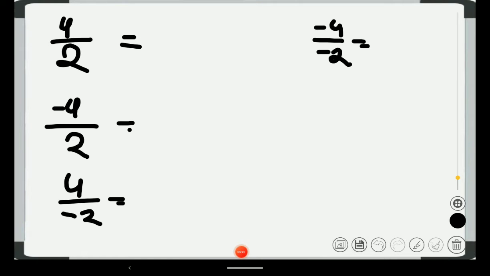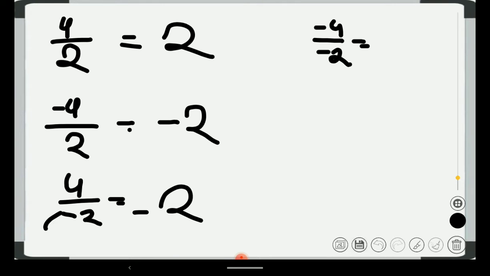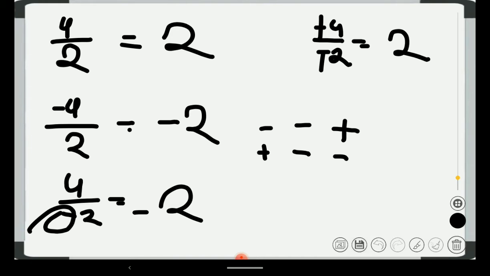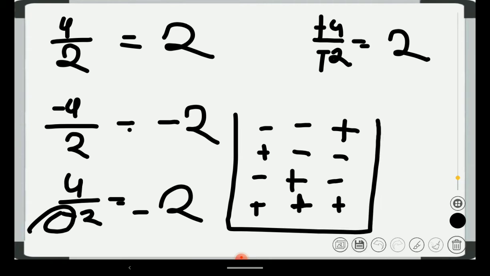So here, as you can see, 4 by 2 is 2 as usual in the whole numbers, and minus 4 by 2 is minus 2 because here is a minus. Here it is also the same, minus 2, because here is a minus. And here minus minus gets cut and it becomes plus. So 4 by 2 is 2. So negative negative is positive. Positive negative is negative. Negative positive is negative. And positive positive is positive. So you need to note down this table. It is very important for your exams.